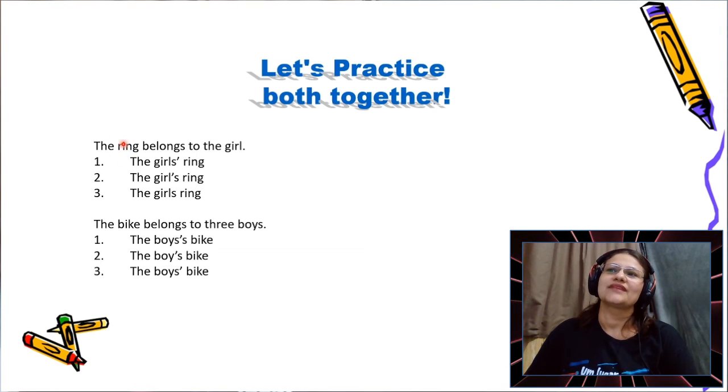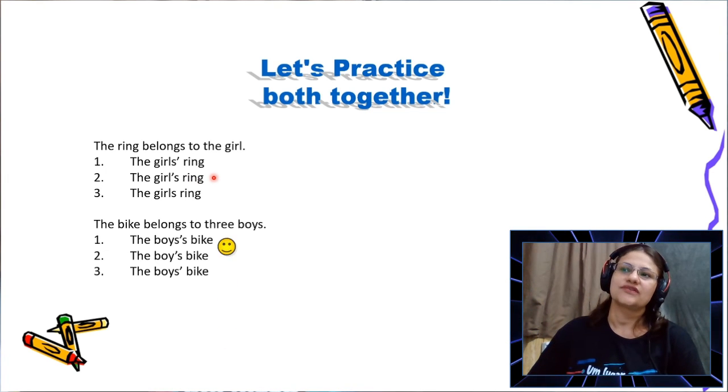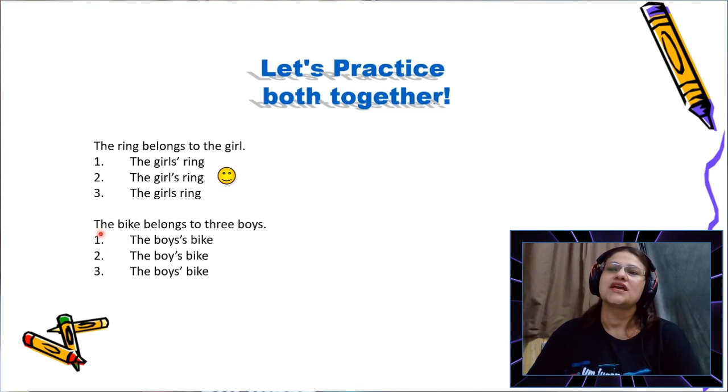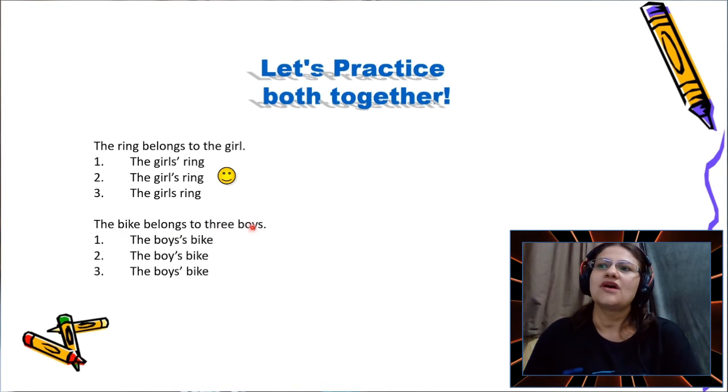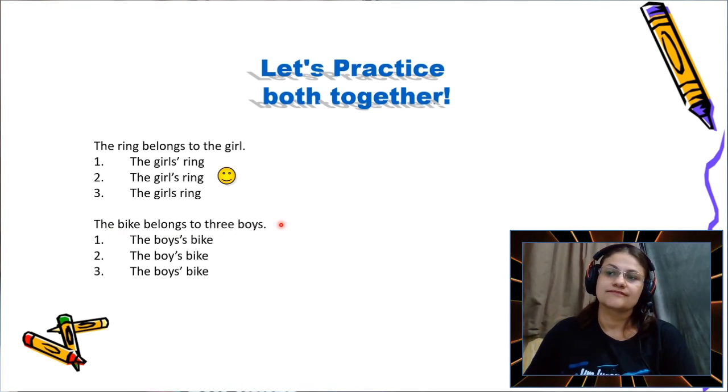And guys, I have here both together. Let's see. The ring belongs to the girl. Here I have a singular noun, girl. Okay? So for a singular noun, I just add apostrophe and an S. The girl's ring. Excellent. And the last one, the bike belongs to the 3 boys.